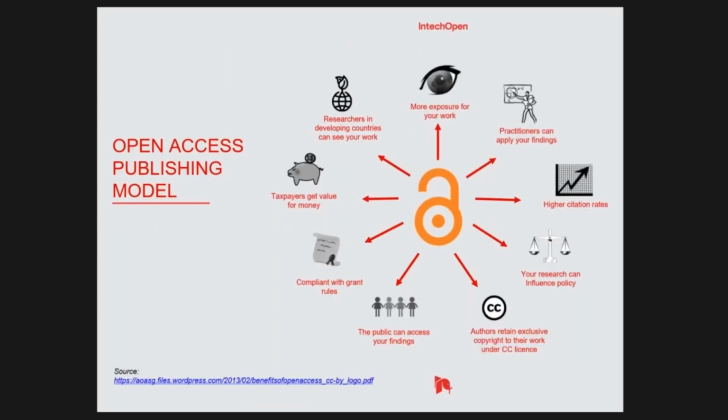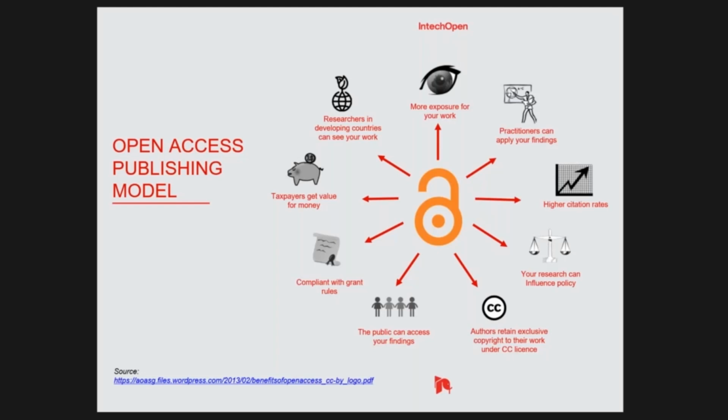So different open access publishing models. Why should we publish open access? You create more exposure for your work. Practitioners can apply your findings. You get a higher citation rate. Typically, there are 50% higher citations for open access book content in comparison to non-open access book content.